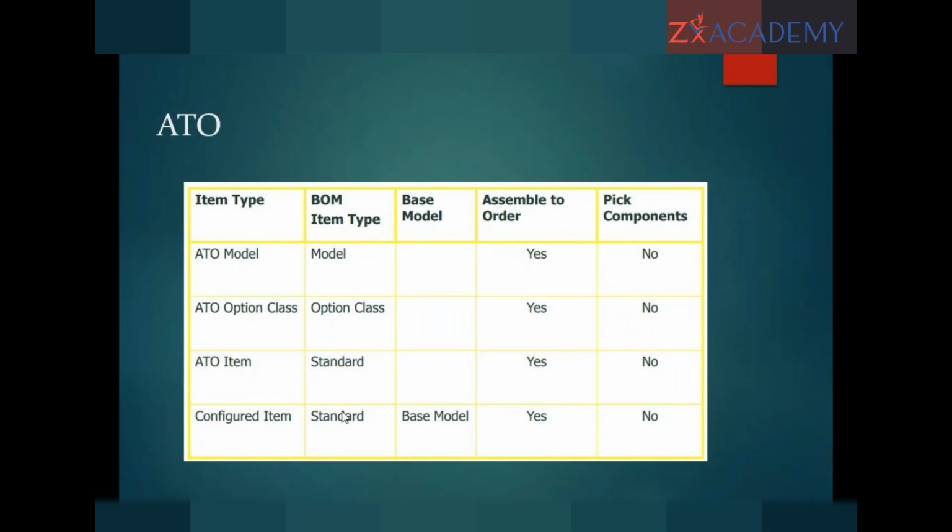Item type, right. In MTL, you will get which organization it is defined in, and the item name, description, and all. For the attributes, you will only be able to see what template has been assigned to it, whether it's an ATO model.